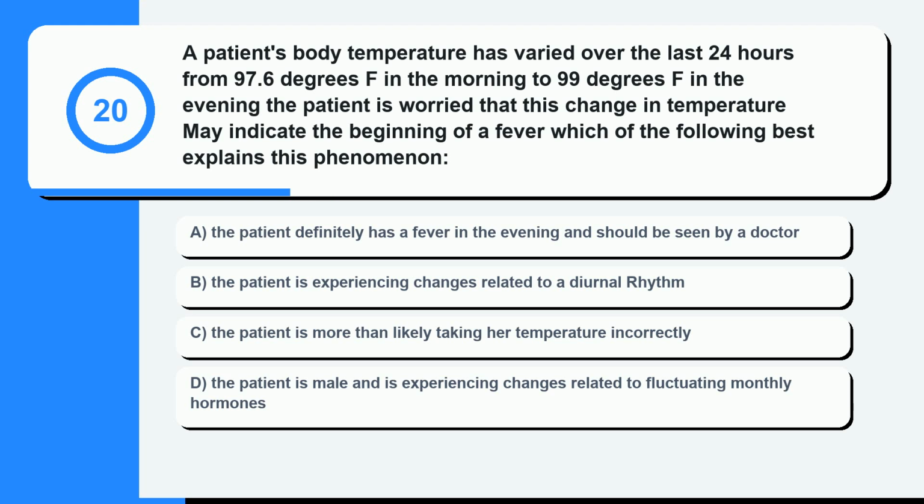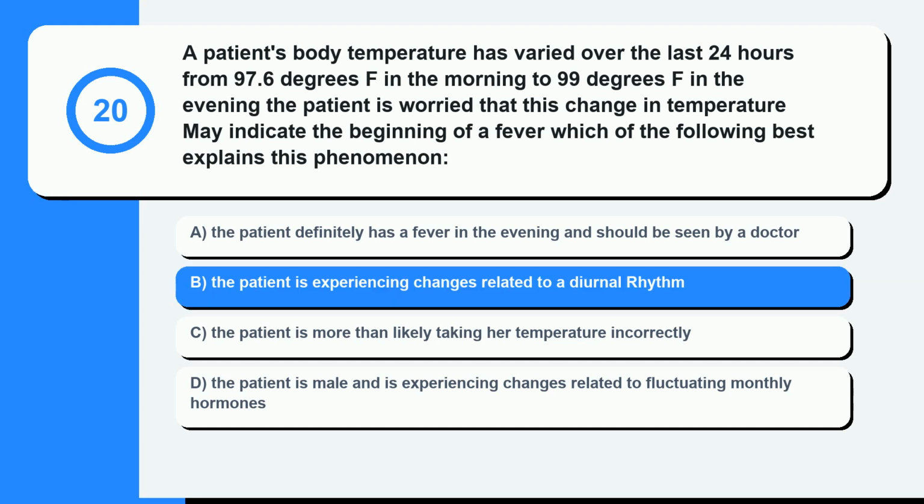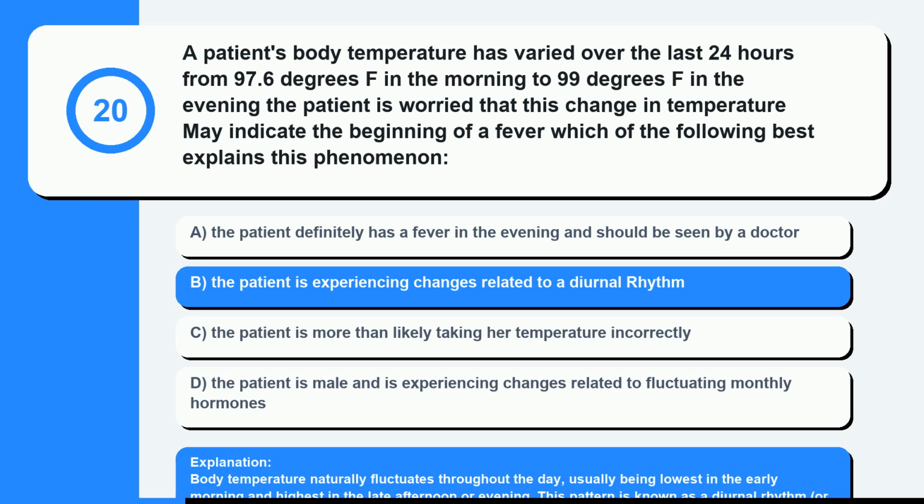Question 20. A patient's body temperature has varied over the last 24 hours from 97.6 degrees Fahrenheit in the morning to 99 degrees Fahrenheit in the evening. The patient is worried that this change in temperature may indicate the beginning of a fever. Which of the following best explains this phenomenon? A. The patient definitely has a fever in the evening and should be seen by a doctor. B. The patient is experiencing changes related to a diurnal rhythm. C. The patient is more than likely taking her temperature incorrectly. Or D. The patient is male and is experiencing changes related to fluctuating monthly hormones.